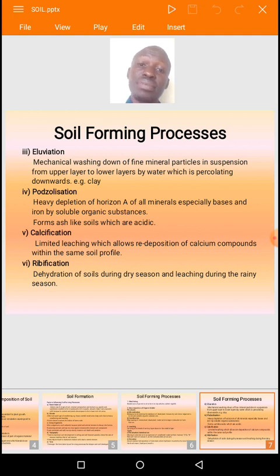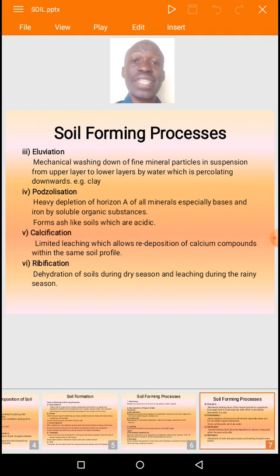Podosolization. This is a heavy depression of horizon A of all minerals, especially bases and ions, by soluble organic substances. Whenever I say soluble, these are dissolving agents. That heavy depression, at the end of the day, forms ash-like soils which are acidic, when there has been heavy depression of horizon A of all the minerals, especially ions and bases.